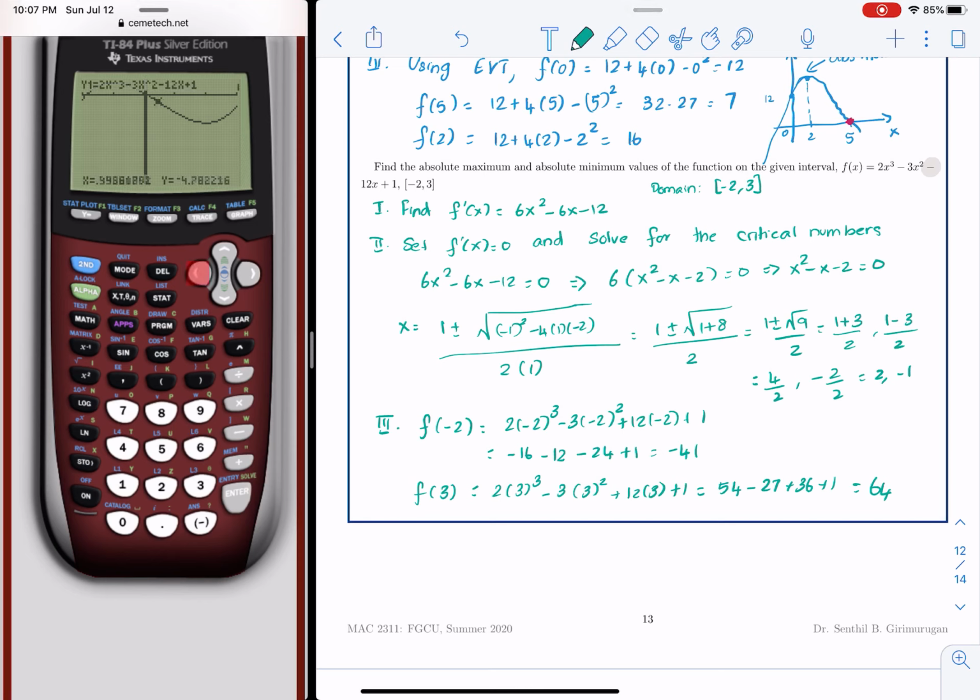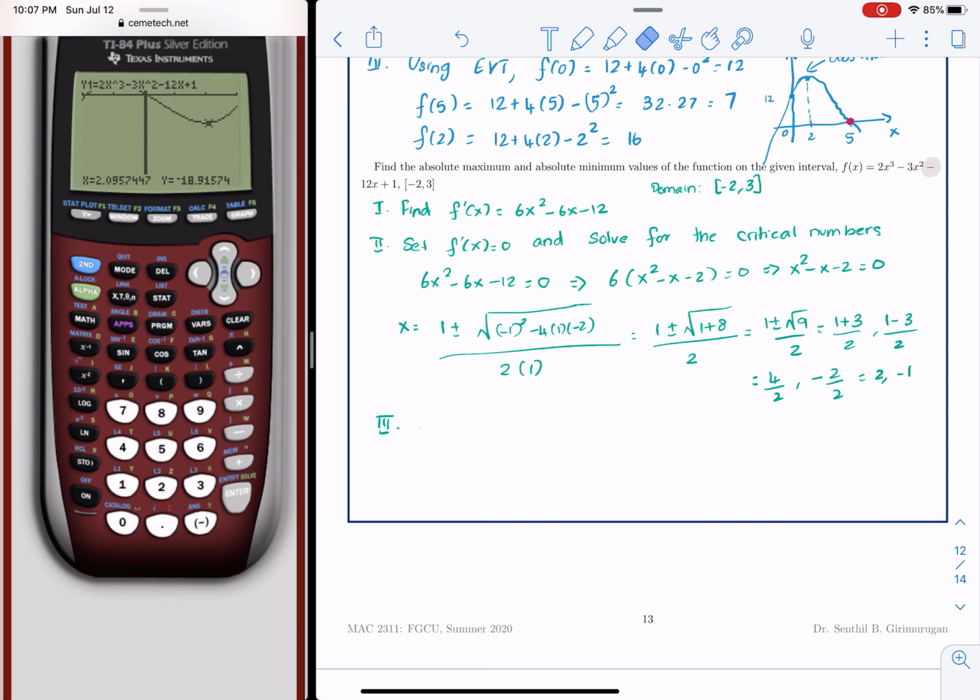If I trace, when I go closer to negative 1 over there, I have a maximum value, and I go down here to the right at x is equal to 2, I have a minimum value. Now that minimum value is about negative 18. So I have to make that change here also. Since my equation changed, I have to change f of -2 and f of 3.